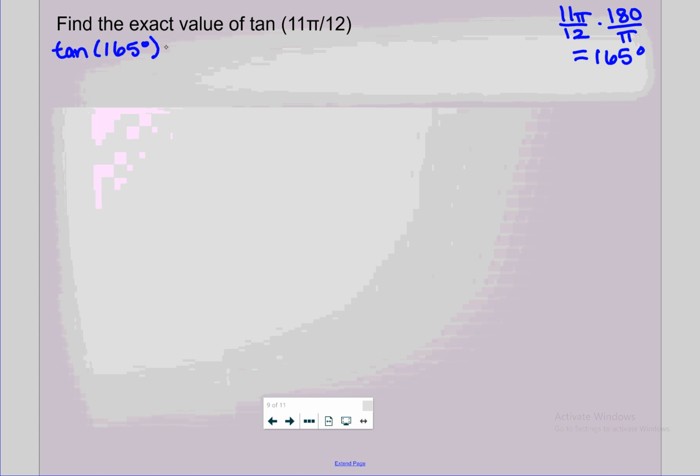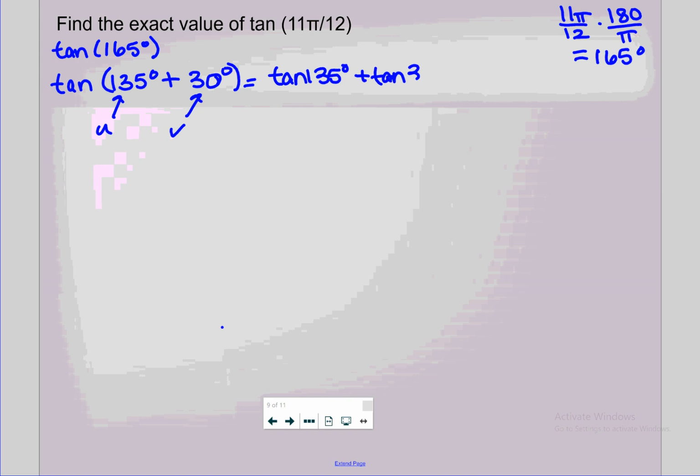Okay, so tangent 165. Can you give me two angles that add or subtract to 165? On my unit circle, yep. Okay, 135 and oops, there was 60. That's what I did last one. 30. Okay, that's my U. That's my V. We're using the addition identity again. So tangent 135 plus tangent 30 over 1 minus tangent 135 tangent 30.